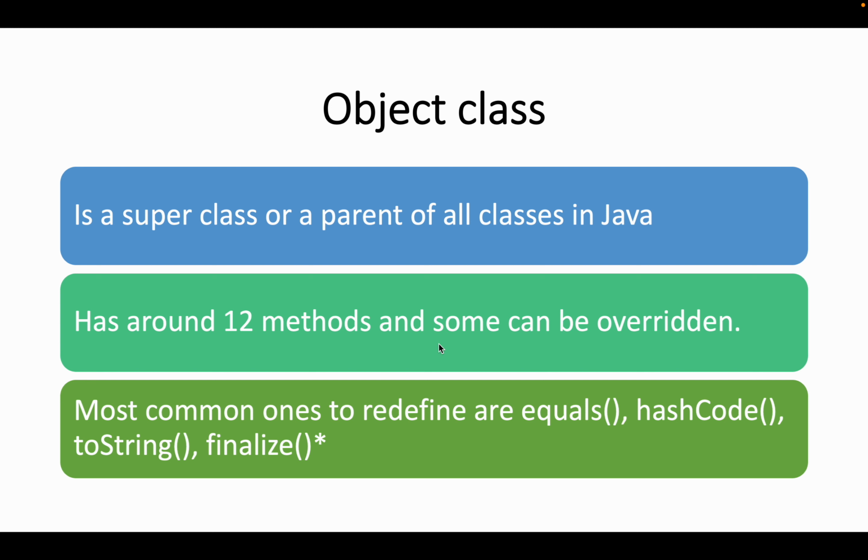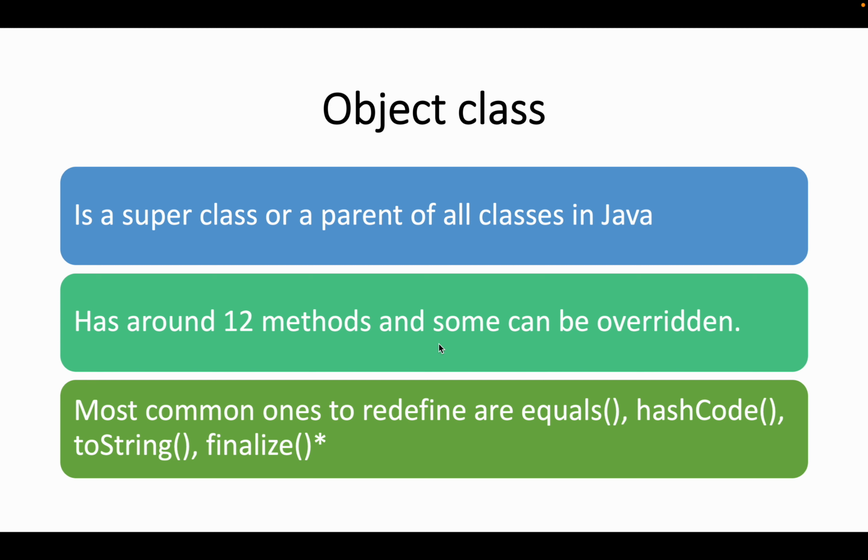So object class. In the Java language, object class is a superclass of all classes in Java. You can say it's a parent, it's the same thing. So that means even if your class does not explicitly specify that it extends from object, implicitly it actually extends from that class. And this object class has around 11 methods, and some of them can be overridden.